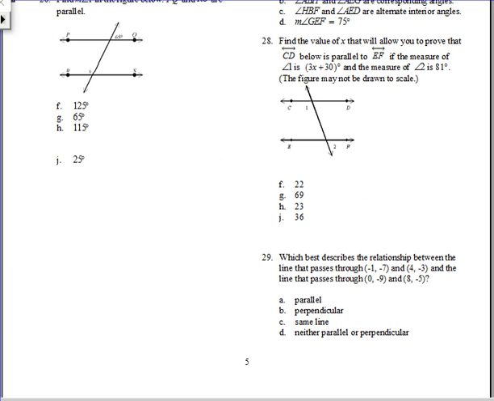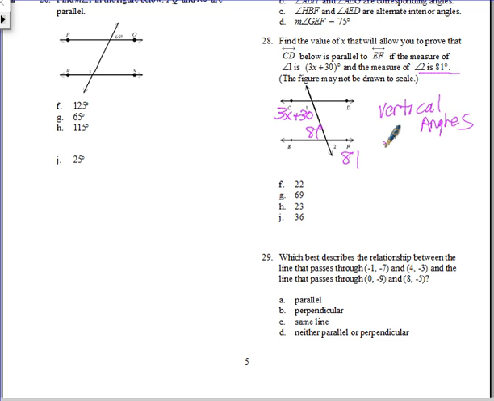28. Let's see. We say that the measure of angle 1 is equal to 3x plus 30, and we know that the measure of angle 2 is 81. Well, first and foremost, remember you have vertical angles, okay? And always in geometry, if you can fill it out, fill it out. So we know that this is 81 degrees. So this 81, this got to be 81.